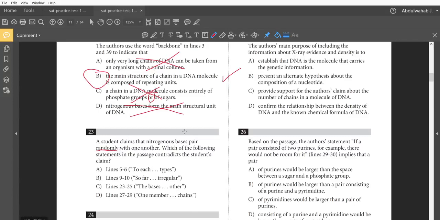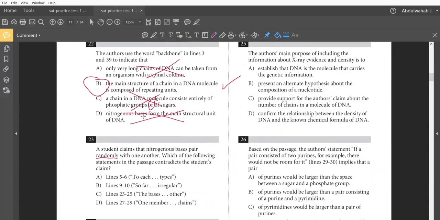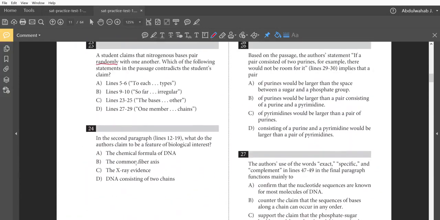We have these lines, so let's go 5 to 6. To each sugar is attached a nitrogenous base, which can be of 4 different types. This doesn't actually negate what the student said. So far as is known, the sequence of bases along the chain is irregular. Again, this doesn't negate what the student has said. Then we've got 21 to 23. The bases are joined together in pairs, a single base from one chain being hydrogen bonded to a single base from the other. Again, this doesn't negate what the student has said. So the answer must be D.